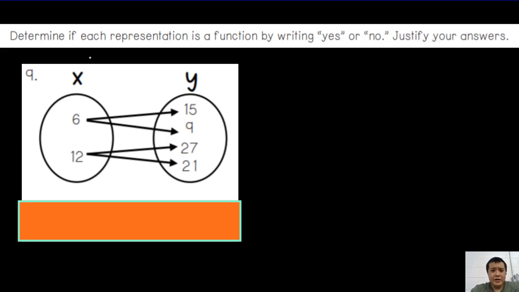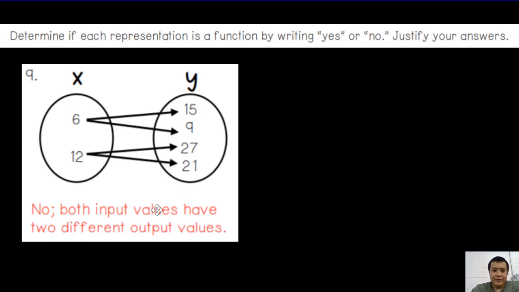So here is a picture of 6 and 12 being x's and their outputs. This says that 6 has the output of 15, and 6 has an output of 9, 12 has an output of 27, and 12 has an output of 21. That's the relation. Since 6 and 12 both have multiple outputs, this is not going to be a function.